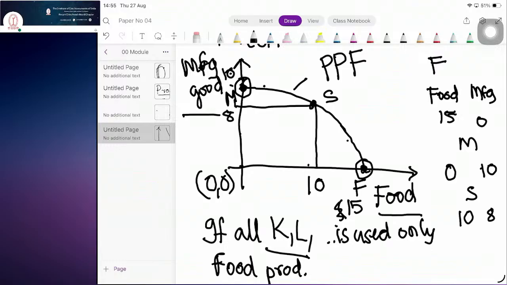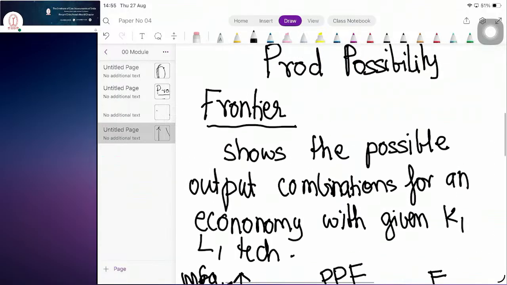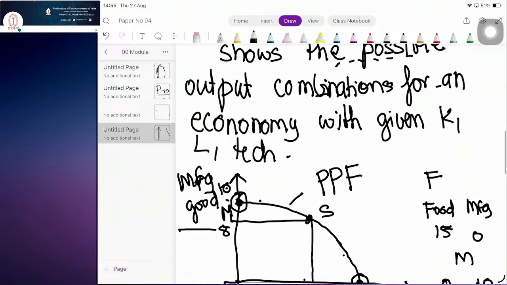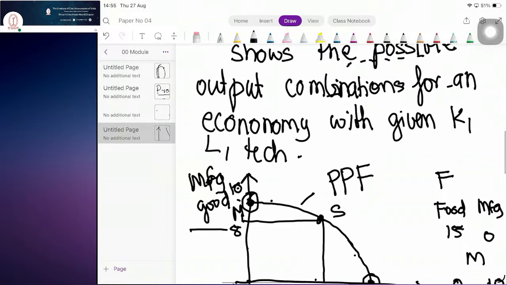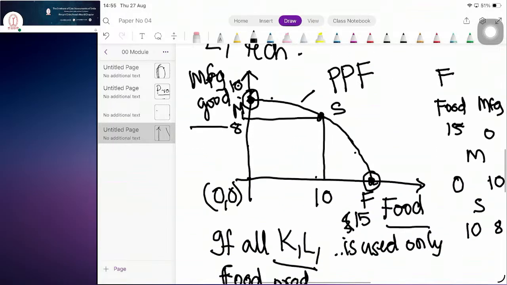Okay, so now come to the definition of what is a production possibility frontier. It shows the possible output combinations for an economy with a given stock of capital, labor and technology. Have you all understood the definition and what it means? It means it gives you combinations of output that are possible to produce in the economy.